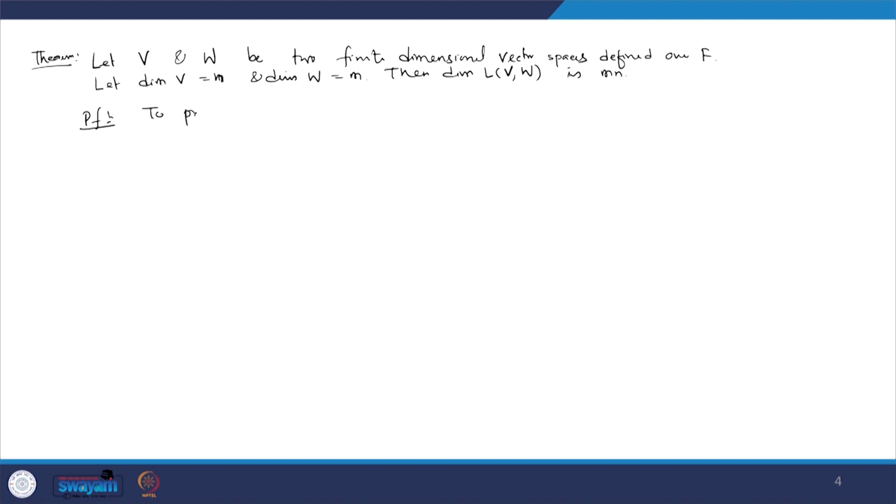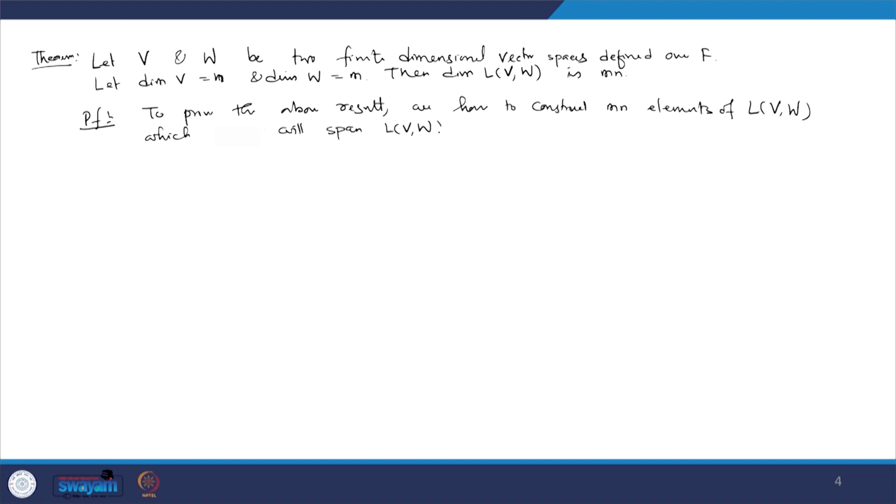Now, to prove the above result, we have to construct mn elements of L(V,W) which will span L(V,W) and be linearly independent also.